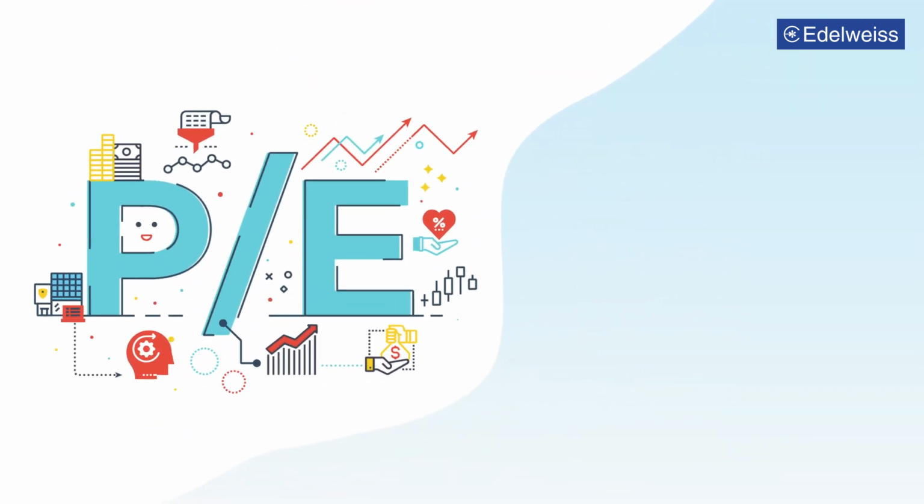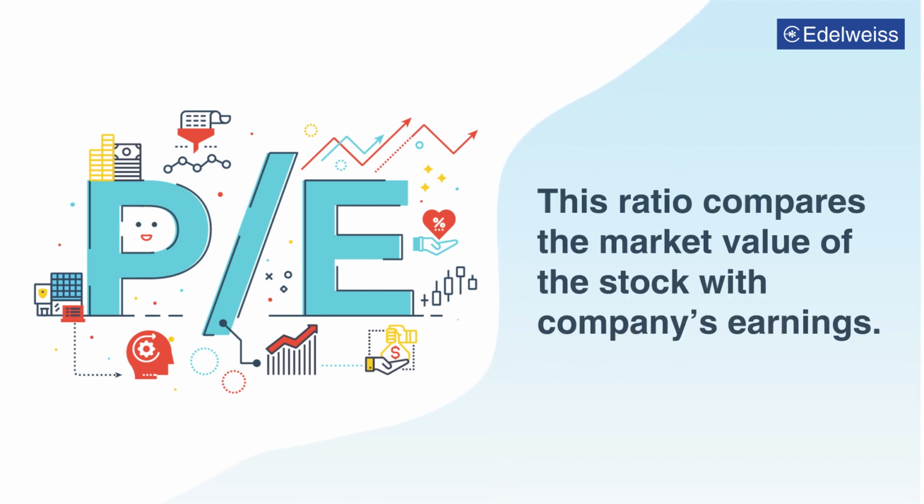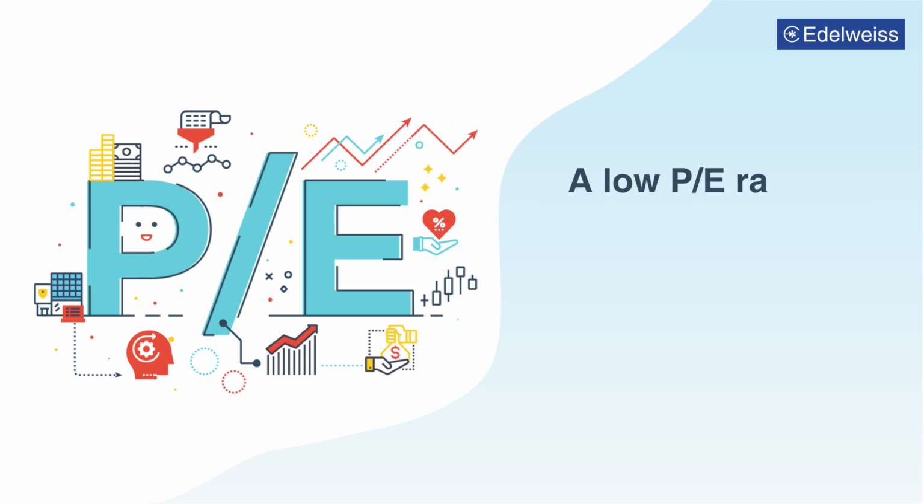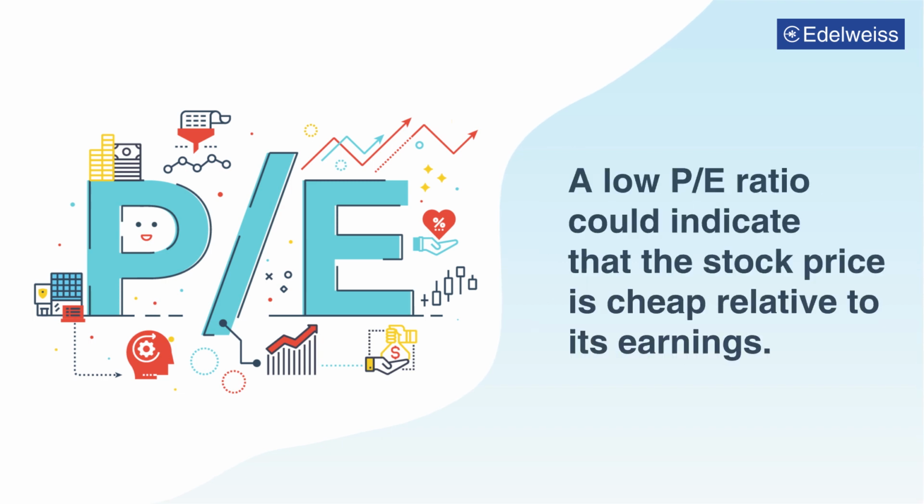Price to earnings ratio, or PE ratio. This ratio compares the market value of the stock with the company's earnings. A low PE ratio could indicate that the stock price is cheap relative to its earnings.